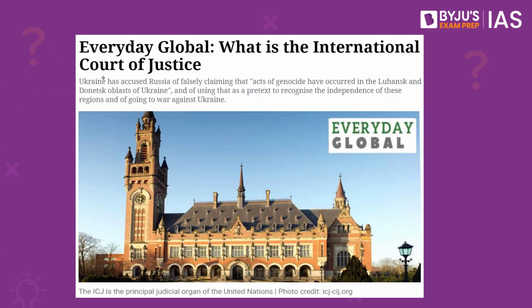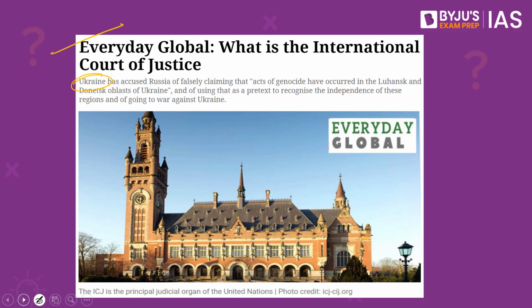Why this question? Ukraine has filed an application before the International Court of Justice and it has instituted proceedings against the Russian Federation. And this article in the Indian Express newspaper today talks about ICJ or the International Court of Justice, and that is why we've taken this question. Let us learn more about ICJ as we discuss the options.